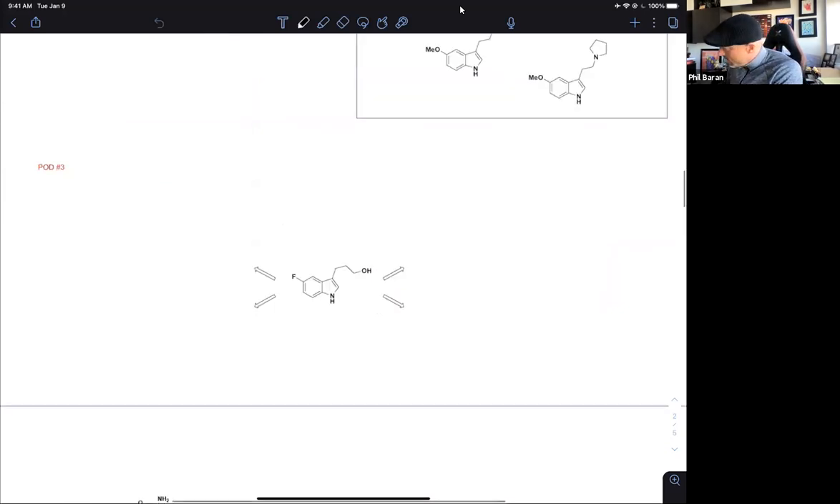All right, let's take a look at problem today number three. I need basically a shotgun approach to make this compound with as many methods as you can possibly come up with. So we want this to be rapid fire. Maybe we can get a few people to just shout out some answers here.